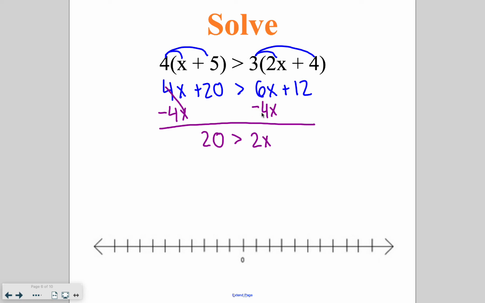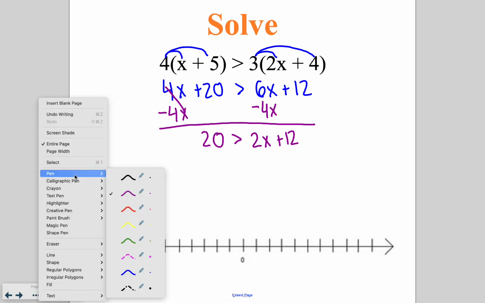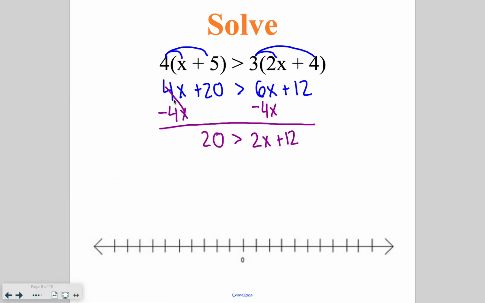If I had subtracted 6x from both sides, I would have ended up with a -2 on the left side of this inequality, and then I would have to make sure to flip my sign later in the problem. So I moved the x's to the right side. Now it's just a regular problem.